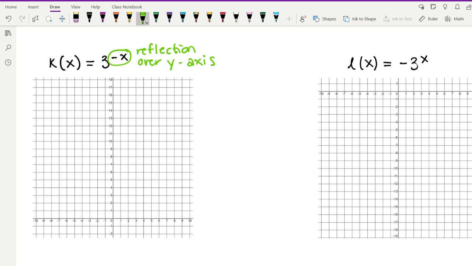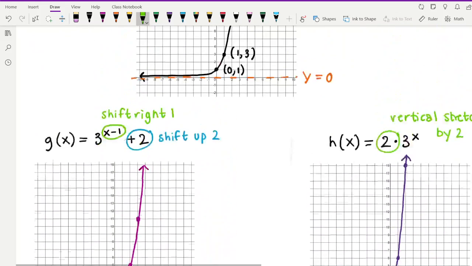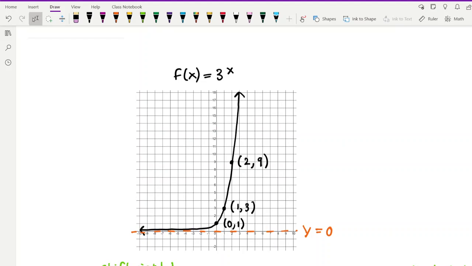So basically what that means is that all of the points on our original function, the x coordinates are going to become the negative of what they originally were. So 0, 1 is going to stay where it is, right? Because the negative of 0 is still 0, but 1, 3 is going to become negative 1, 3, and 2, 9 is going to become negative 2, 9.